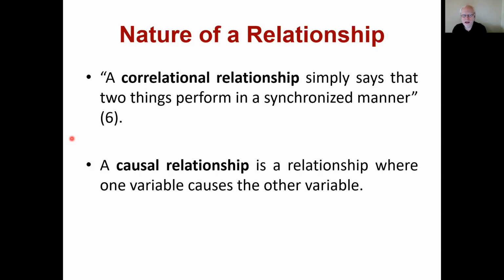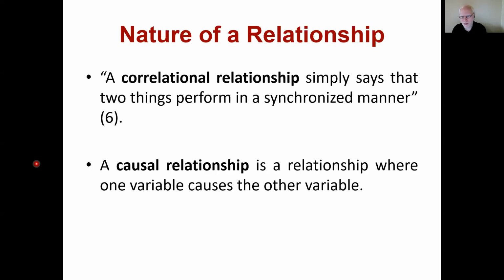So a correlational relationship simply says that two things perform in a synchronized manner. So as one goes up, the other seems to go down. As one goes down, the other seems to go up. Or it may not be linear, but when you see the pattern of one seems to fit with the pattern of the other in some way that can be explained or that can be described.